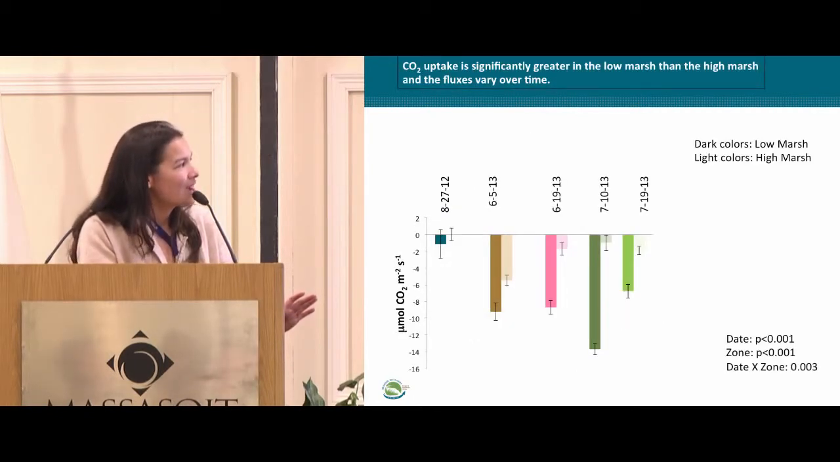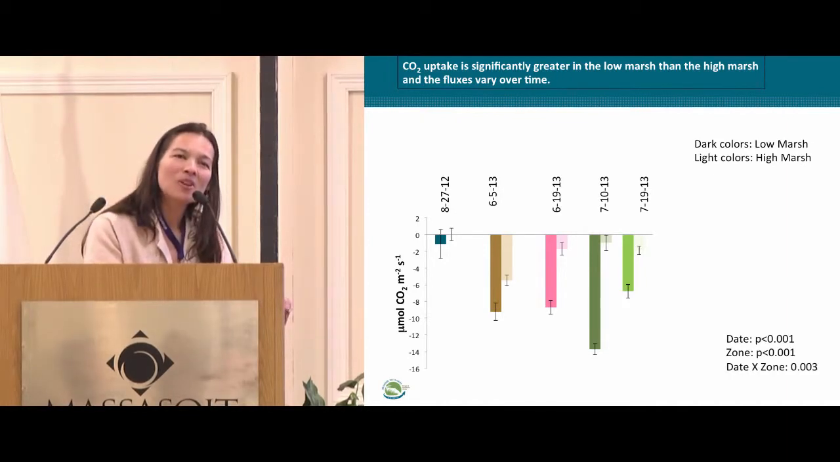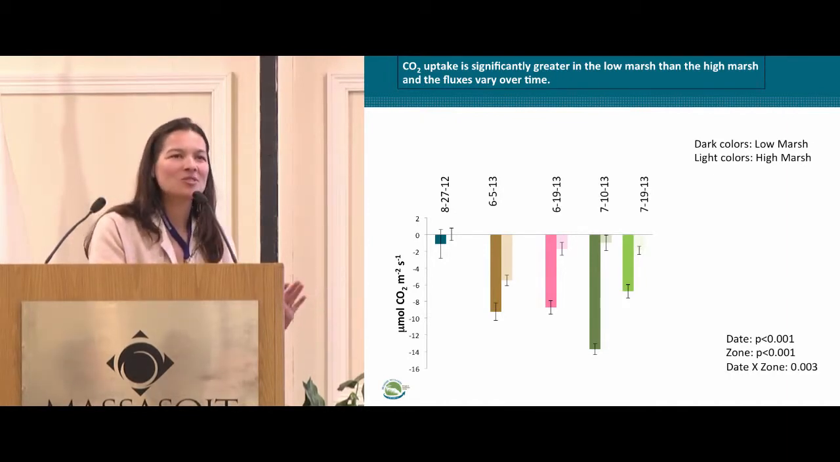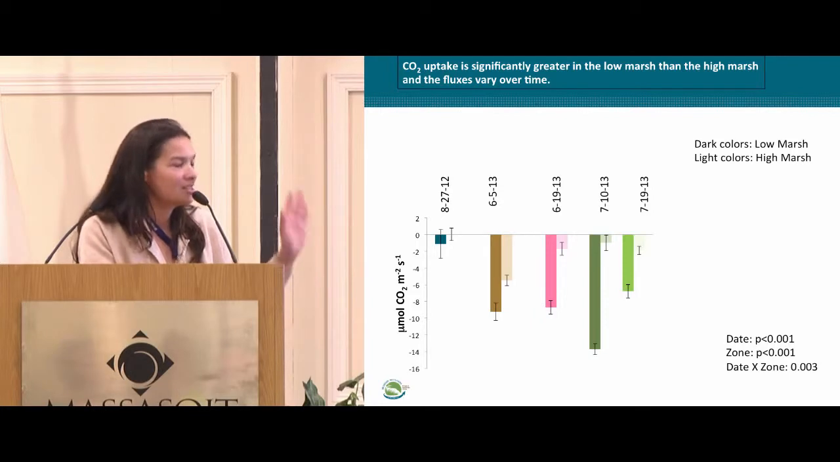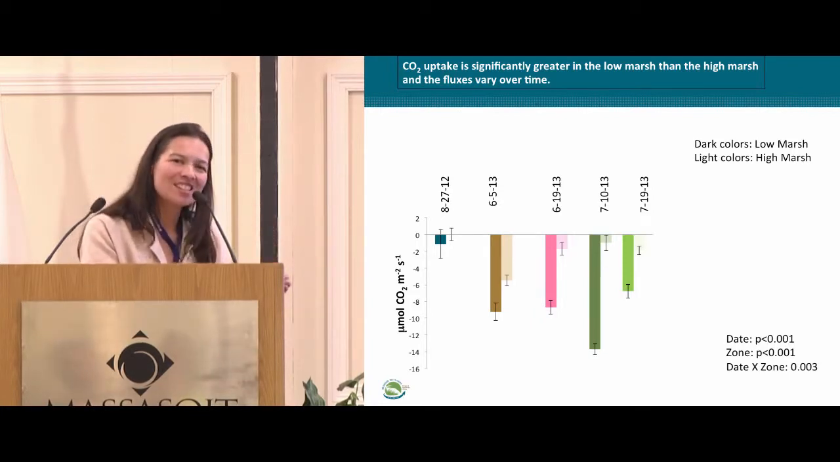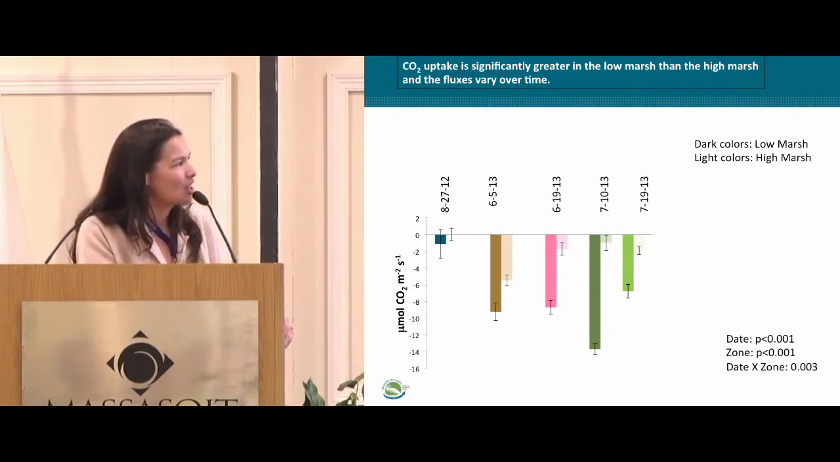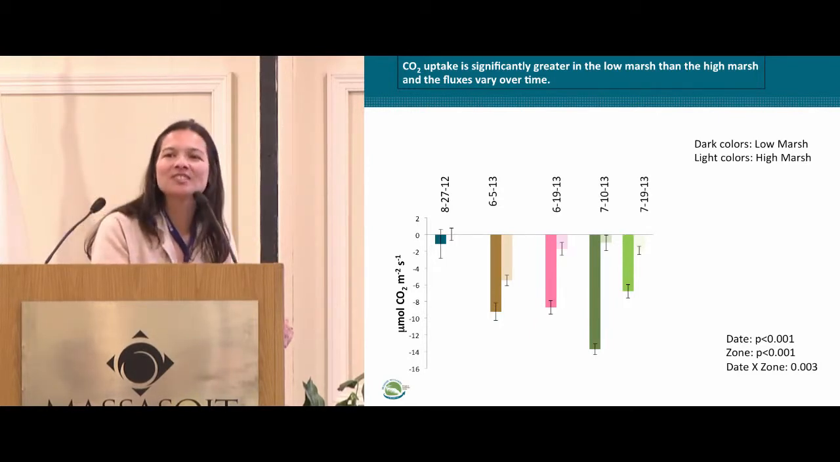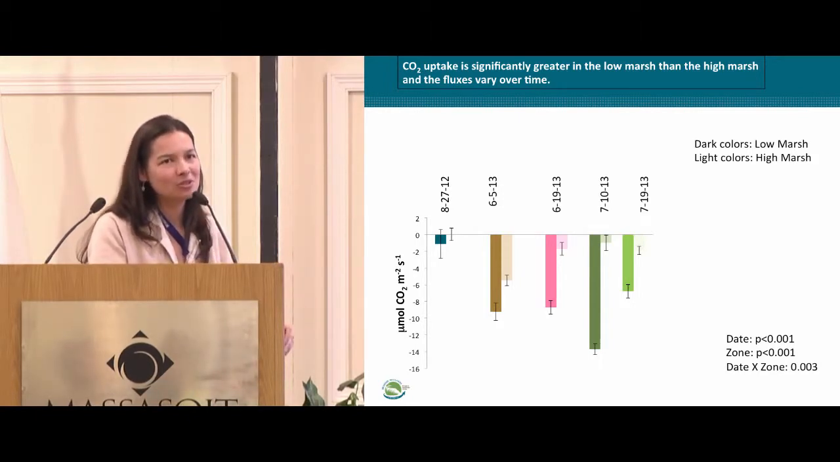So this is a snapshot of the zone comparison just between low and high marsh. The darker colors are indicating CO2 fluxes that were measured in the low marsh community on a series of dates. And the lighter colored bar next to them are the fluxes from the high marsh zone right next to them. And the take-home point here is that the low marsh definitely had higher rates of CO2 uptake.